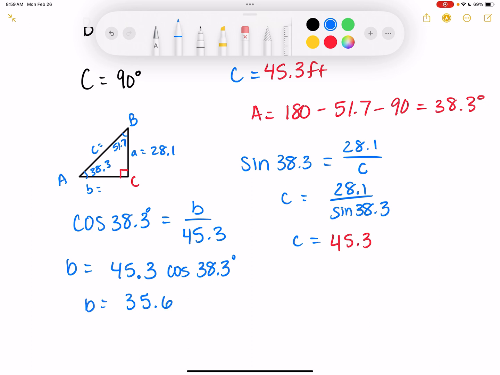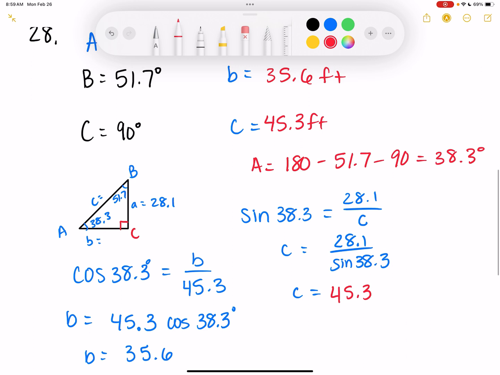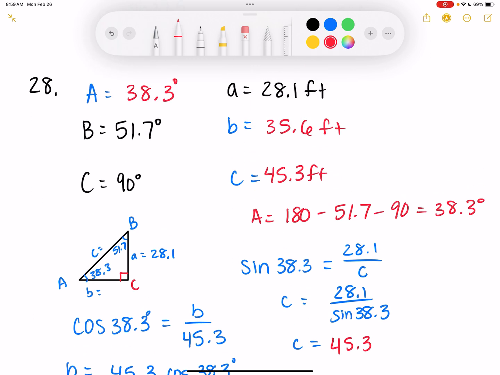So B is 35.6 feet. And the thing to look at, remember, smallest angle has to have the smallest side, biggest angle has to have the biggest side. So that's another way to check and make sure that you've done it right. If that's not the case, something is wrong.